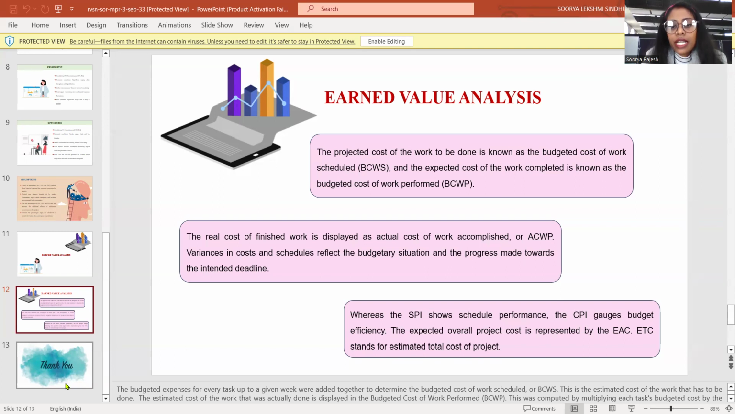And where is the SPI? SPI shows the schedule performance, then the CPI shows the budget efficiency. The expected overall project cost is represented by the EAC and ETC, the estimated total cost of the project. So this earned value analysis is the main core factor of our project.